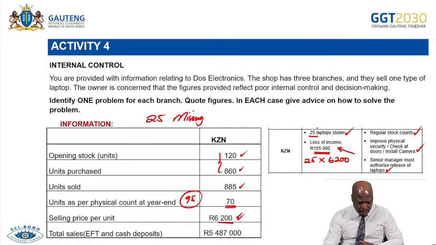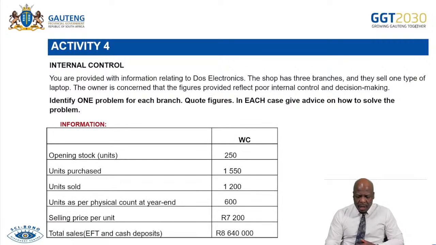Let's go on to the next branch, which is the Western Cape. In the Western Cape, I'm going to give you a second to see if we have any problems over here. All right. You will see that in the Western Cape, we started off with 250. All right. And then we purchased 1,550 and we only sold 1,200. So we have 600 here on hand.